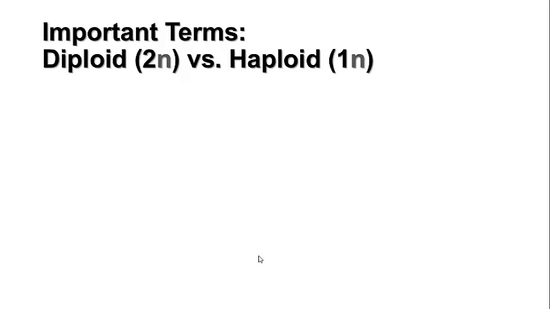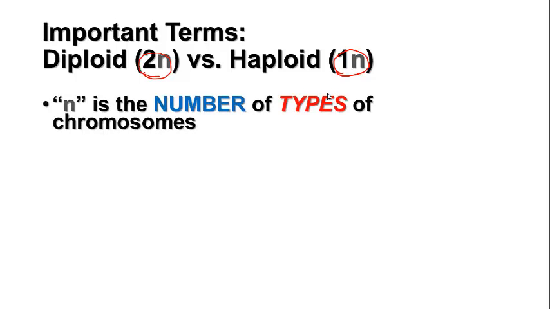Before we explore mitosis and meiosis, there is one important set of terms that we have to go over. Diploid, otherwise designated as 2N, versus haploid, designated otherwise as 1N. First, let's review what is meant by the term N. N is the number of types of chromosomes.